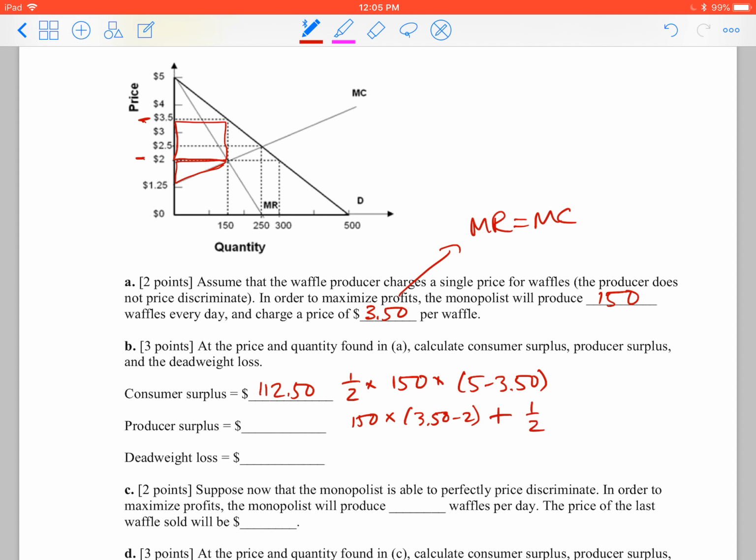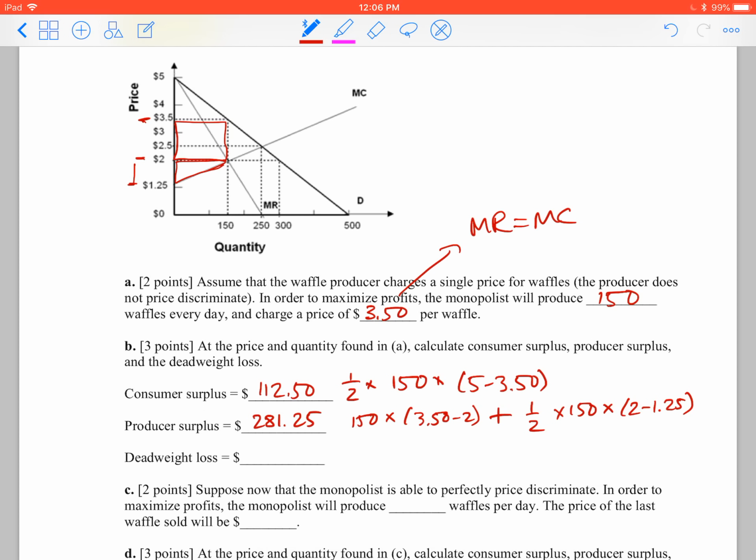Then the little triangle that's below it, the base again is 150. In this case, the height goes from $2 to $1.25, so that's 75 cents. Then we add these two areas together and we get $281.25. That is a little bit complicated.